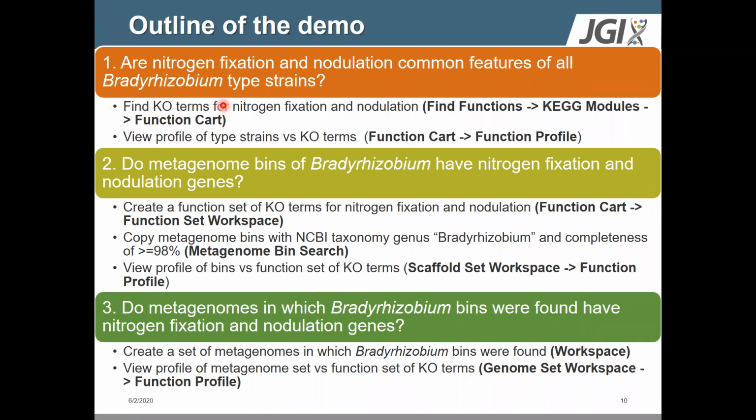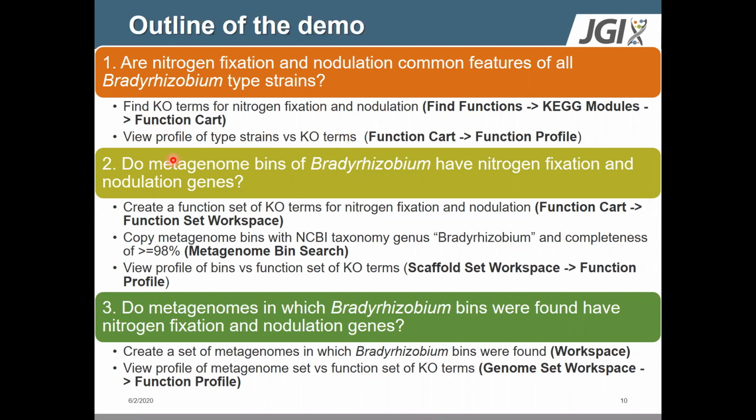So we will be using this KEGG orthology annotation system to find nitrogen fixation and nodulation KO terms, and then we will view the profile. We will use Function Cart to view the profile of the genomes of type strains of Bradyrhizobium against these KEGG orthology terms for nodulation and nitrogen fixation.